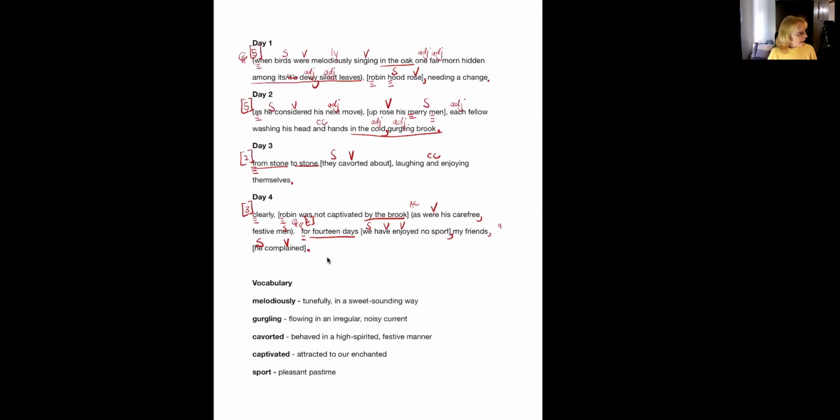And then for vocabulary, you have captivated, which means if he was not captivated, it means this didn't happen. But if you were captivated, it means attracted or enchanted by something. And here, now we can think of a sport as football or baseball or something like this, but the vocabulary word here that he's saying, we have enjoyed no sport, that means no amusing pastime. We haven't done anything fun, is what he means there. In this context.